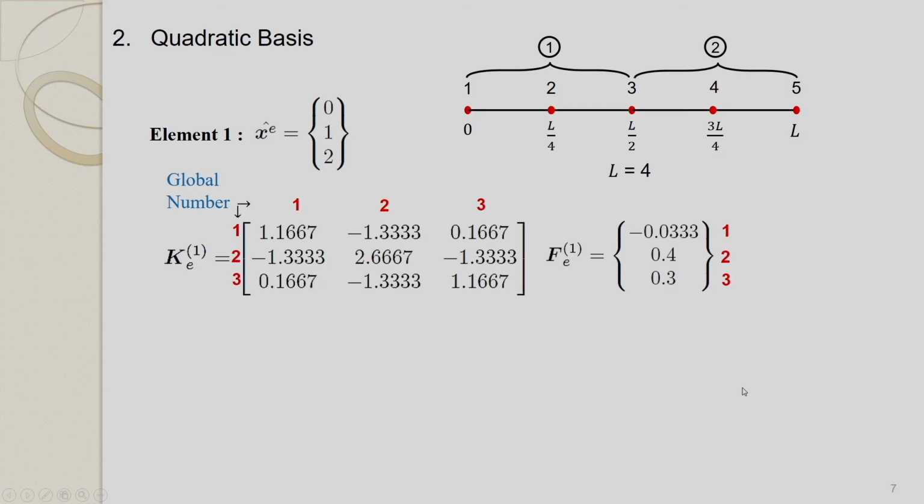Now, we solve the same problem for L equal to 4. We divide the entire domain into two quadratic elements, 0 to L by 2 and L by 2 to L. Each element has 3 nodes. So, in total we have 5 nodes. For element 1, our xe hat vector, that is x vec in our MATLAB code, is 0, 1, 2 because L is 4.